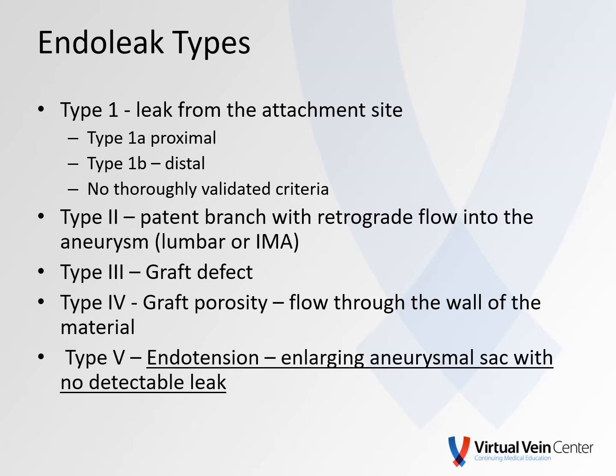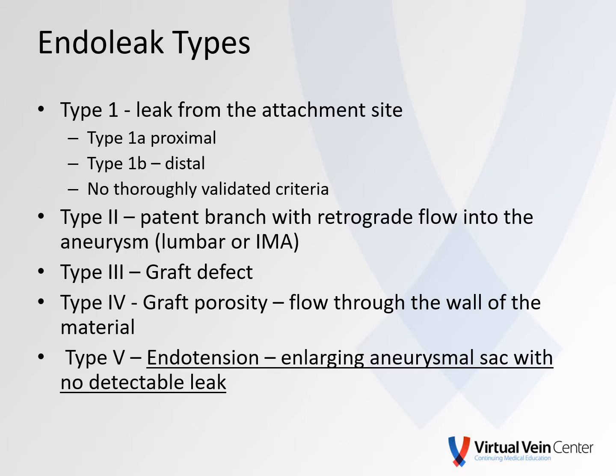So here they are, endoleak types. Type 1 is a leak from the attachment site, and this is broken down into 1A from the proximal attachment site, or 1B, the distal attachment site. Type 2 is a patent branch with retrograde flow into the aneurysm, typically either a lumbar or the inferior mesenteric artery. Type 3 is a defect in the graft material.